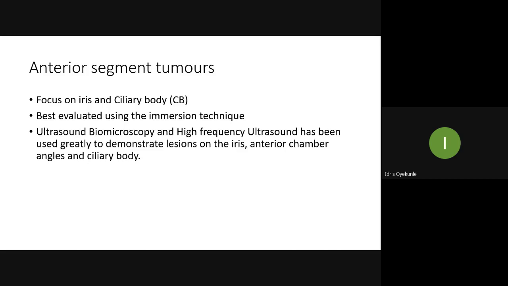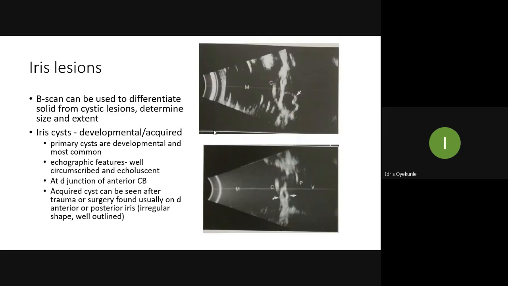Ultrasound biomicroscopy and high frequency ultrasound have also been greatly used to demonstrate lesions of the iris, the anterior chamber, and the ciliary body. Typically, when we do the immersion technique in the presence of an iris lesion, which may be an iris cyst, this is what it will look like. The B-scan can be used to differentiate solid from cystic lesions, and also to determine the size and extent of the lesions, as we can see here. This is an immersion technique. This represents the methylcellulose, this is the cornea, and this is the iris.